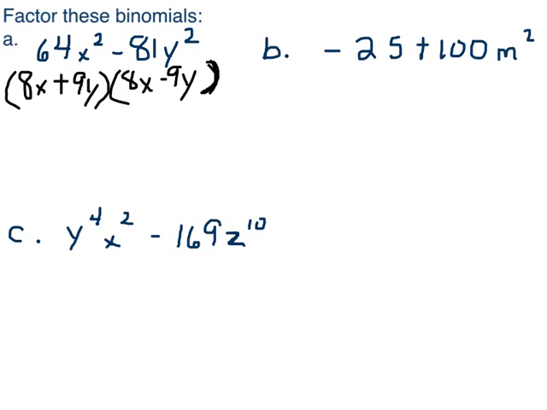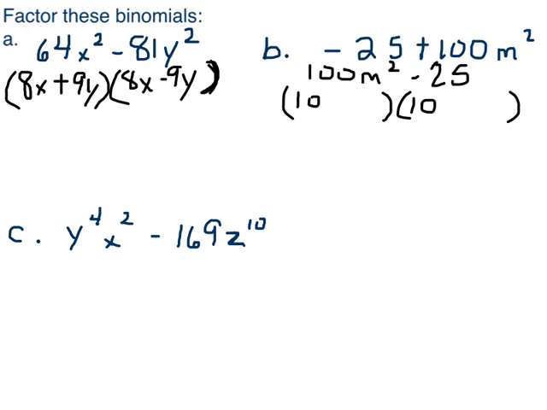Now in B, we're going to need to turn this statement around. 100m squared minus 25, so that it will be a difference of 2 squares. And then we will factor as usual. The square root of 100 is 10. M plus 5, minus 5.